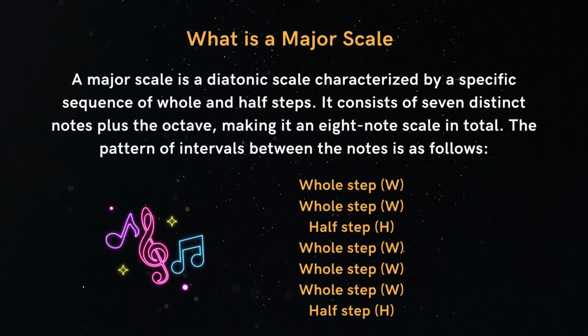What is a major scale? A major scale is a diatonic scale characterized by a specific sequence of whole and half steps. It consists of 7 distinct notes plus the octave, making it an 8-note scale in total. The pattern of intervals between the notes is as follows: whole step, whole step, half step, whole step, whole step, whole step, and half step.